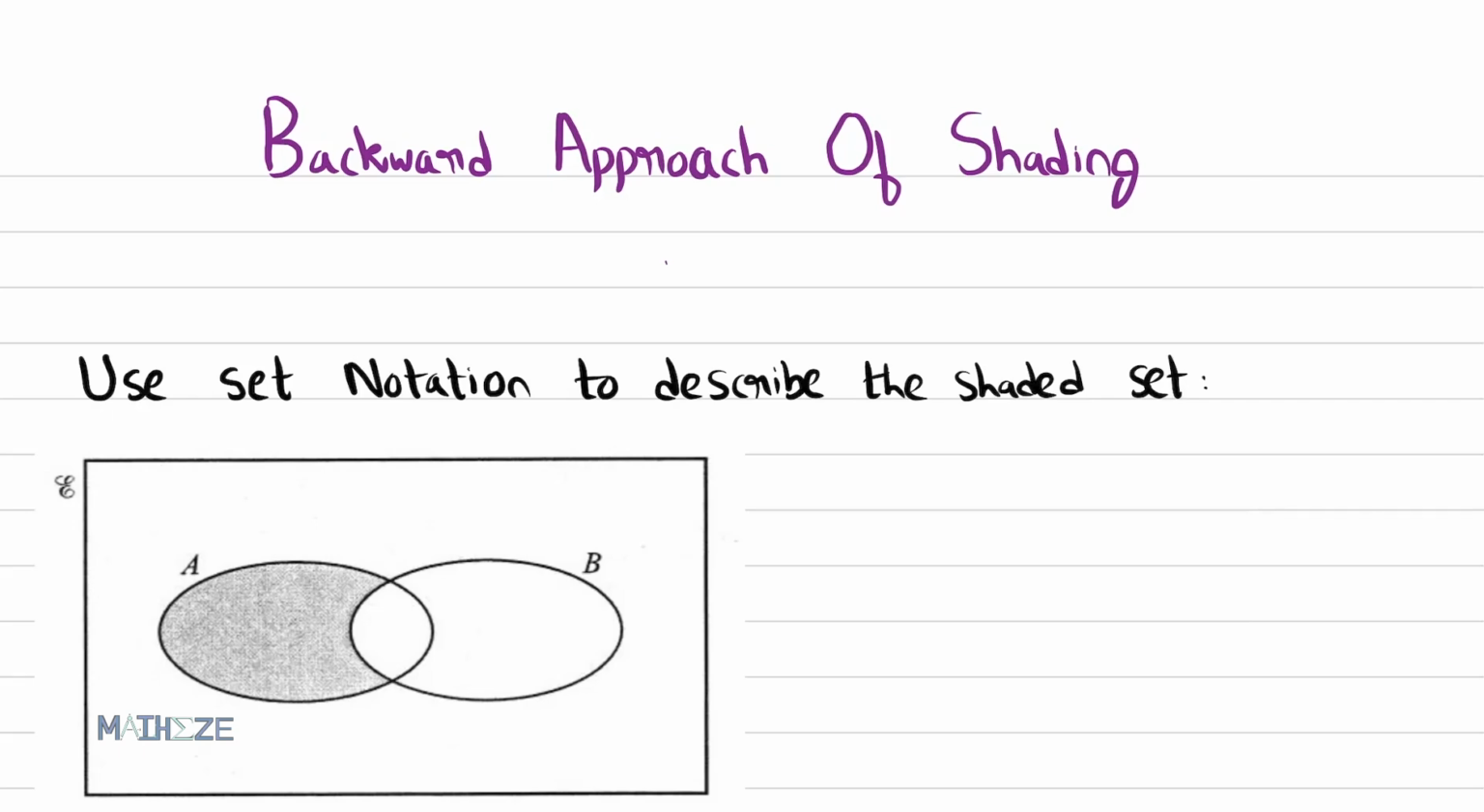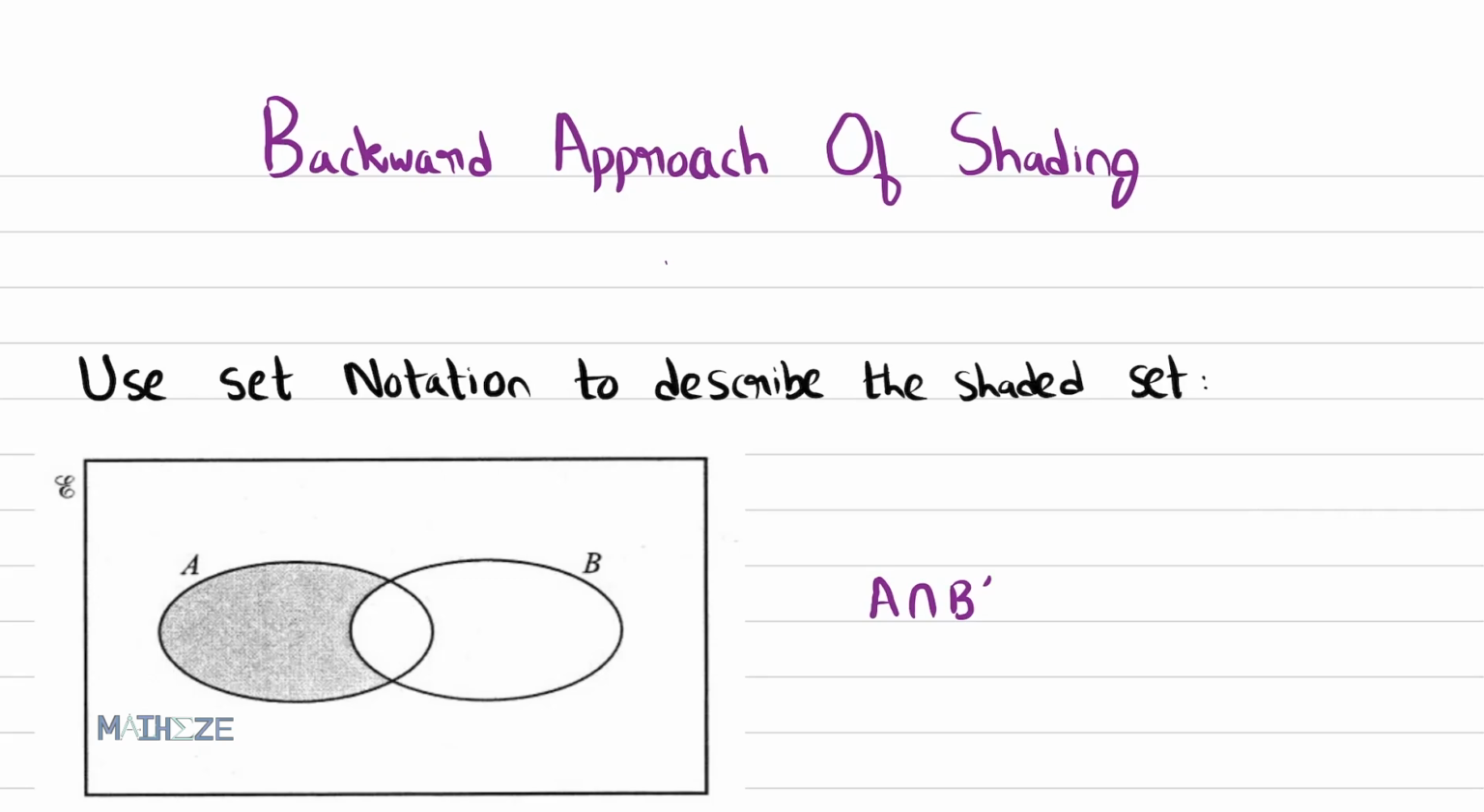So let's begin. You can clearly see in this question A is shaded, B is not shaded. And the part of A that's in B, that's also not shaded. So if I use my brain, I think my answer should be A intersection B complement. So that's what I've observed. Now what's the next part?